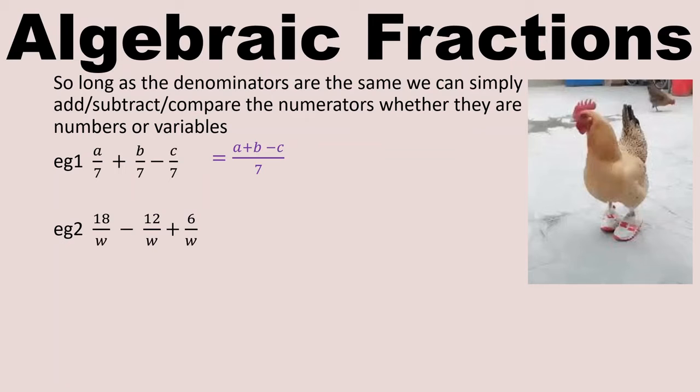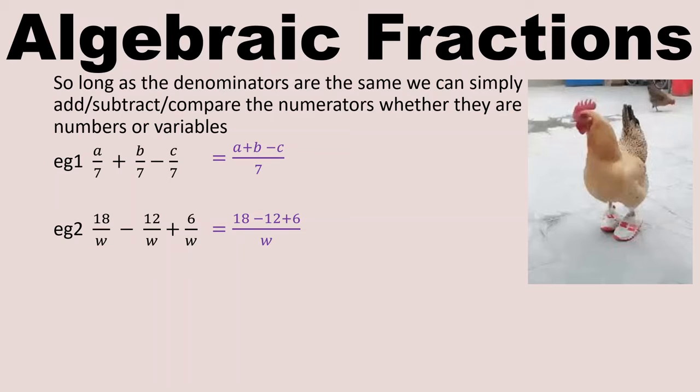Here's another example. Again, these are algebraic fractions because they all involve a letter, but notice that the letters are all the same this time. All three of these fractions have a common denominator of W. So long as the denominators are the same, we can say that the answer will also have this as a denominator, and we just go ahead and add or subtract our numerators. So here we have 18 minus 12 plus 6 over W.